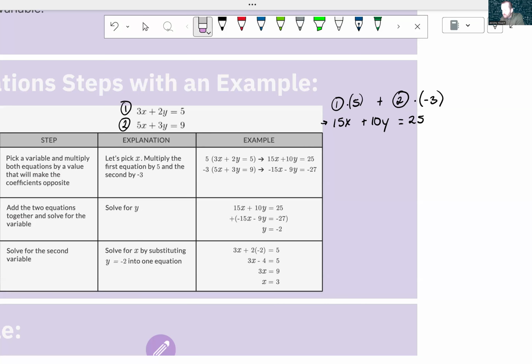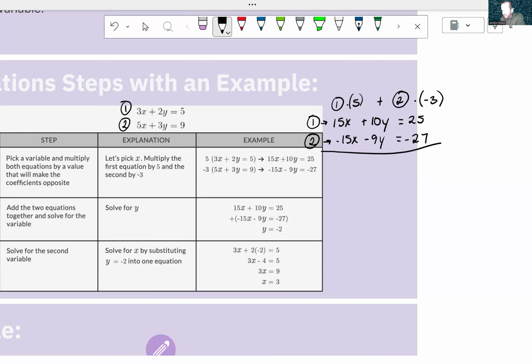Sometimes when I do the new equations, I like to call them A and B, but you can still just call it equation 1. That's fine. For equation 2, we're going to do everything times negative 3. So now this is negative 15x minus 9y equals 9 times negative 3 is negative 27. And you can see that here in the example also.